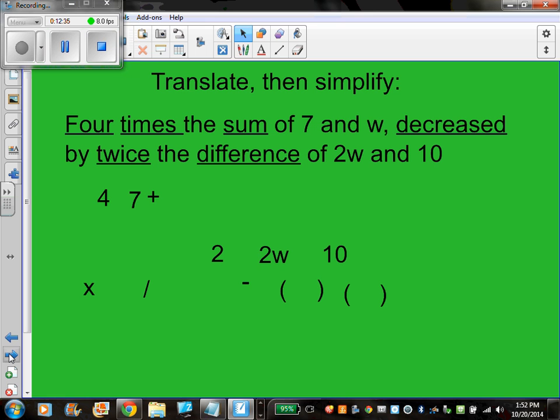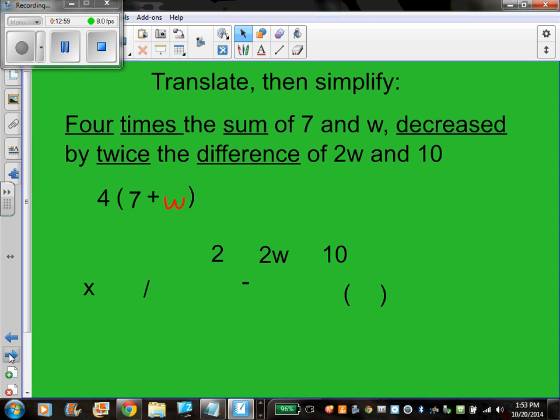But we need just one w at that point, don't we? So let's just add that in here because I don't see a w by itself. There it is. And if we want 4 times that whole thing, we're really going to need that to be in parentheses. All right, there we go.